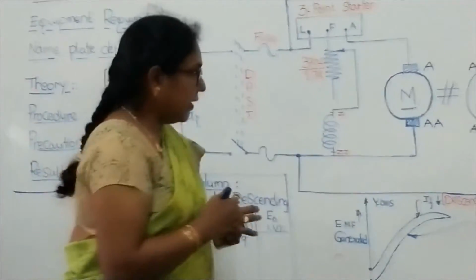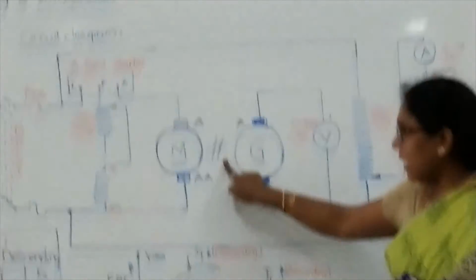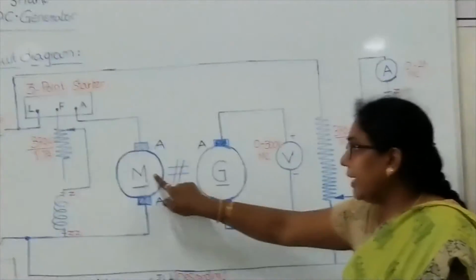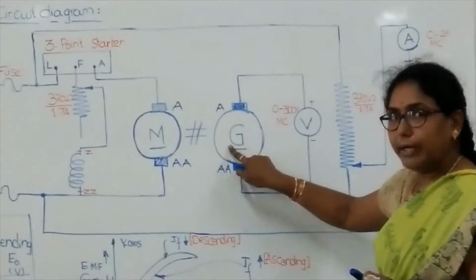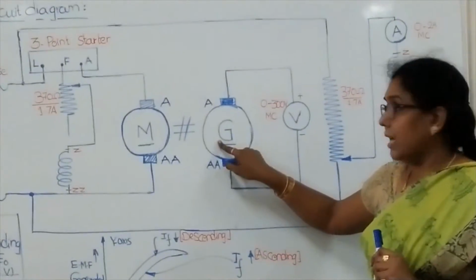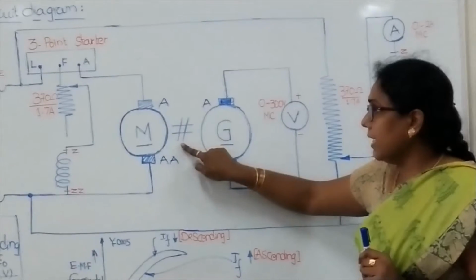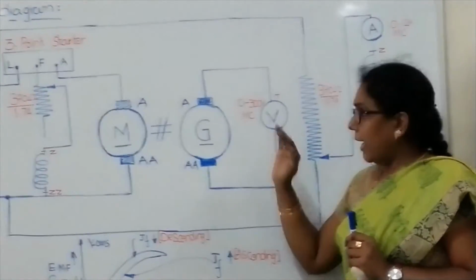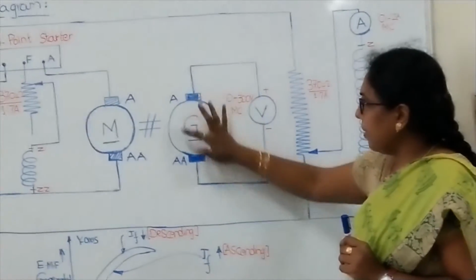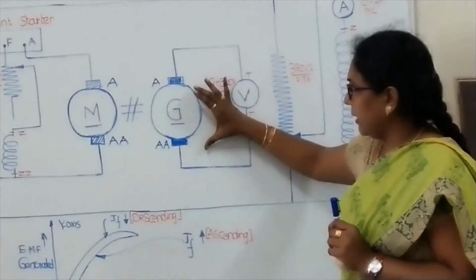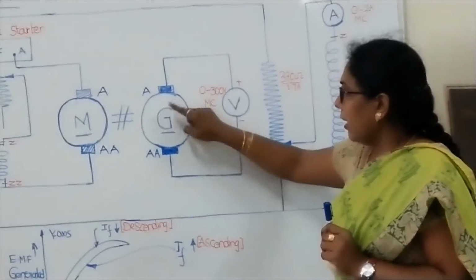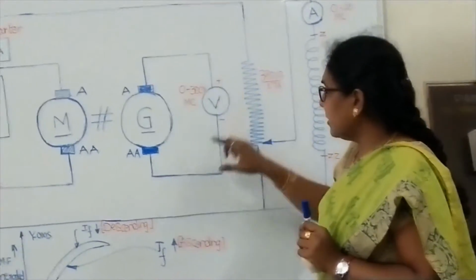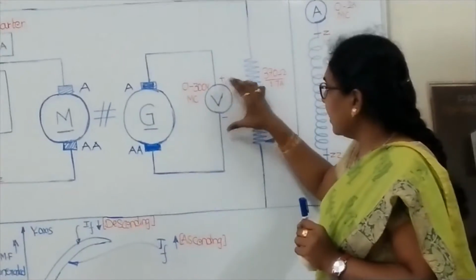And the next one, if you observe, there is a symbol here showing a mechanical coupling between the motor and generator. So it is called a motor generator set. This symbol indicates there is a mechanical coupling between motor and generator. Coming to the generator part, it is a symbolic representation of the DC shunt generator, and it is connected directly across a voltmeter.